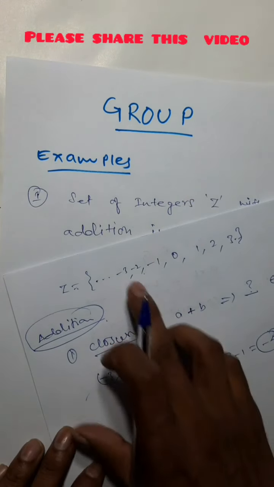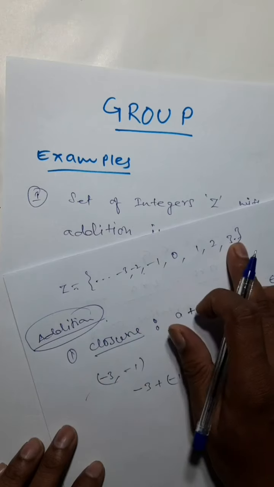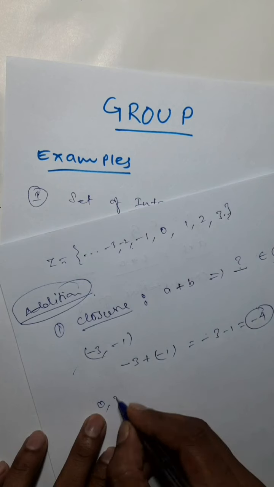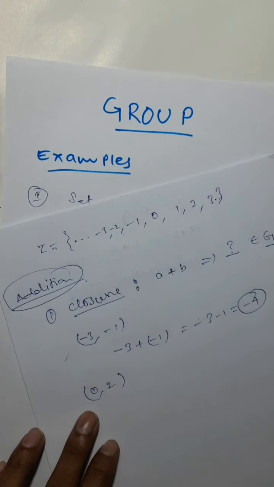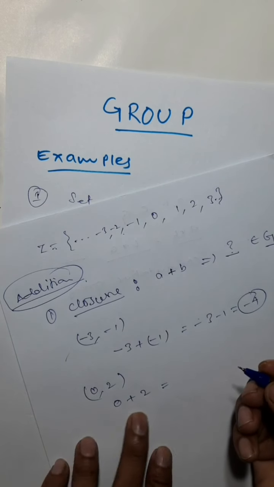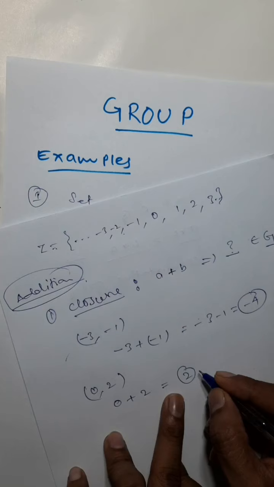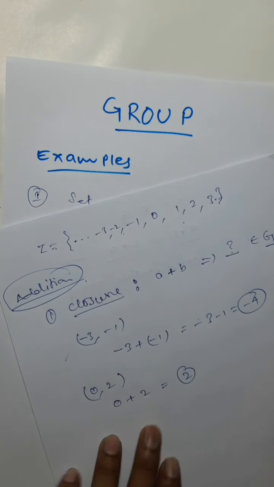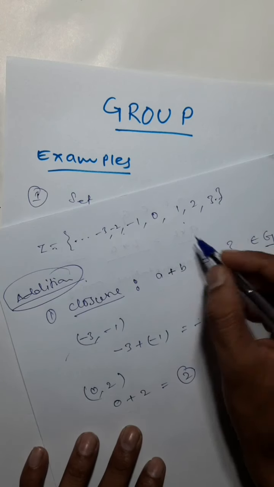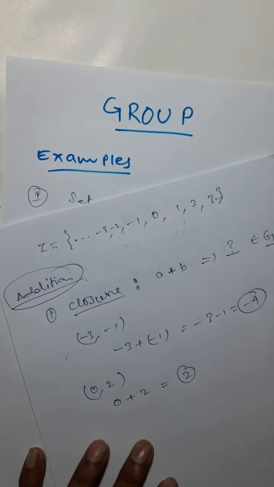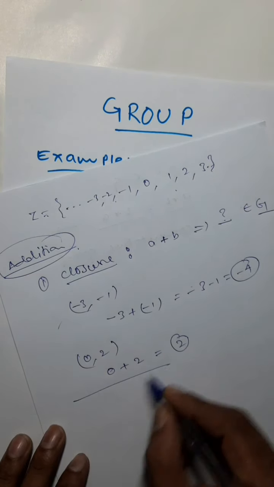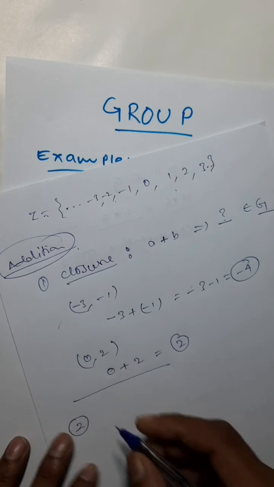-4 is again in the set Z. Then we can say this will be true for any set of elements. If you consider the first element 0 and another element 2, then also it will be satisfied. 0 plus 2 equals 2, and 2 is in the set Z. Then we can say that for every pair of elements it satisfies the closure property, so the set Z has the closure property. First property satisfied.